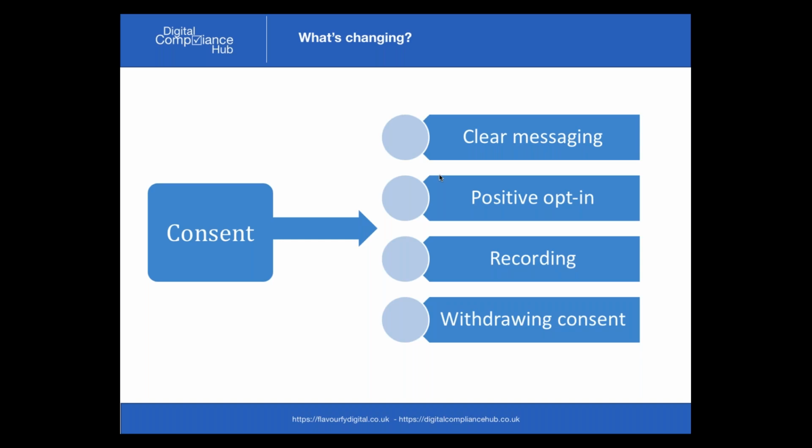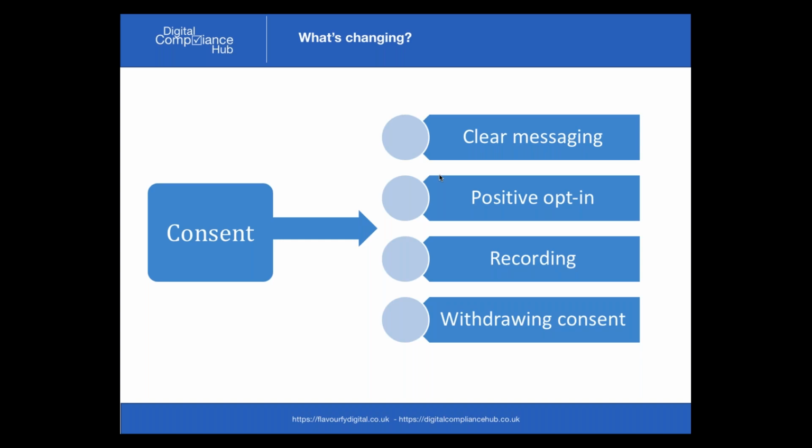So what that means in reality is that you can't use pre-tick boxes anymore. So the pre-tick box, untick this box if you don't want to be marketed to kind of scenario, you can't do anymore. And you can't use any woolly or confusing wording that isn't clear to the subject as to whether they do or don't tick a box, whether they do or don't press a button or whatever. And you can't use phrases like, we'll assume that you're happy to give us consent unless you tell us otherwise, because that isn't a positive affirmative action by the data subject. So it has to be clear messaging and a very positive opt-in.